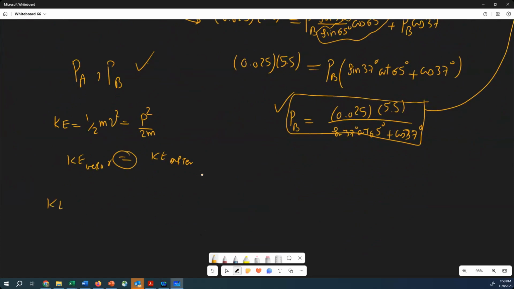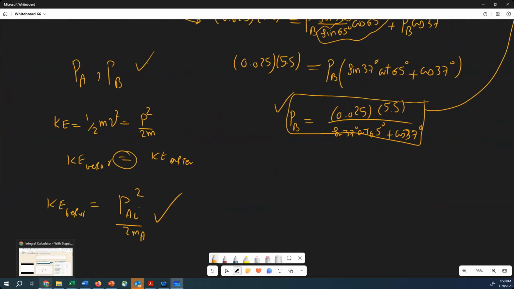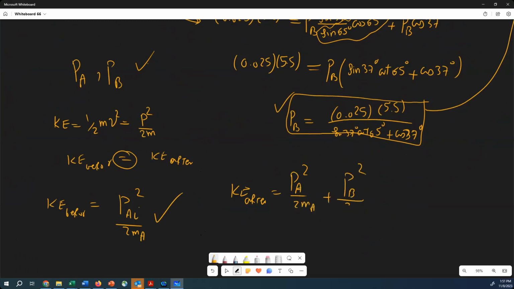So we find the KE before, yes? Just the PA before squared over 2MA. Calculate this, yes? And then KE after. What you can do, because you already have PA and PB, is PA squared over 2MA plus PB squared over 2MB. Calculate this one as well. Okay, the PI means the momentum before. And then compare these two, KE before and KE after.